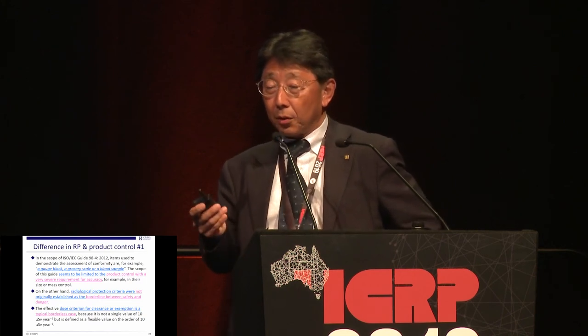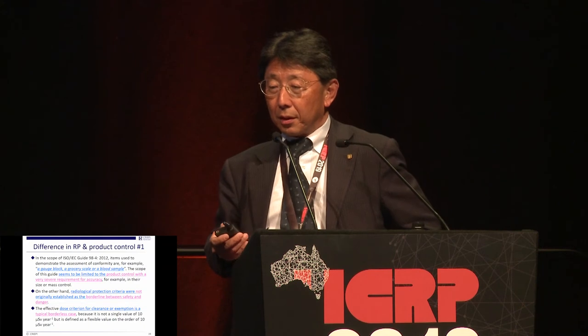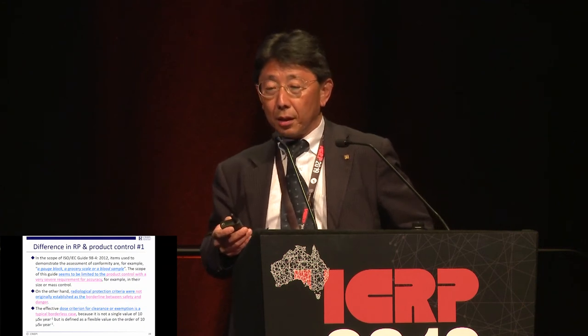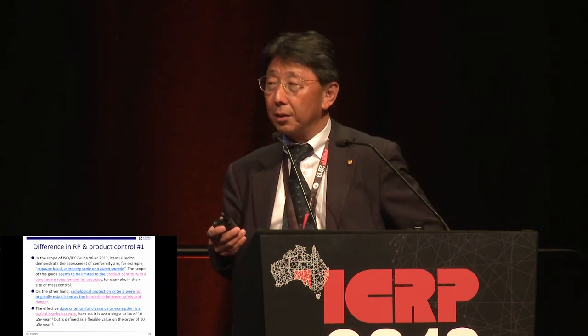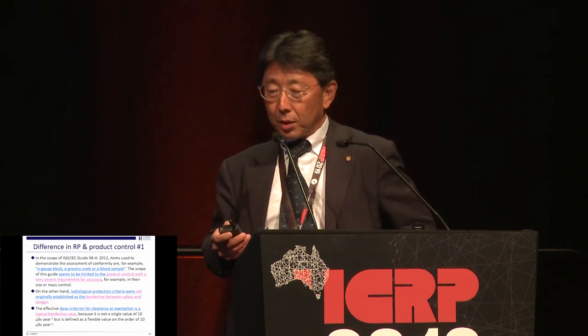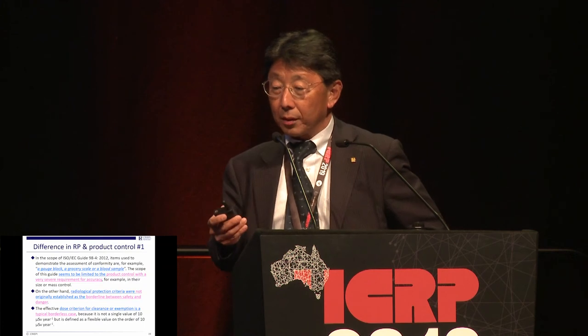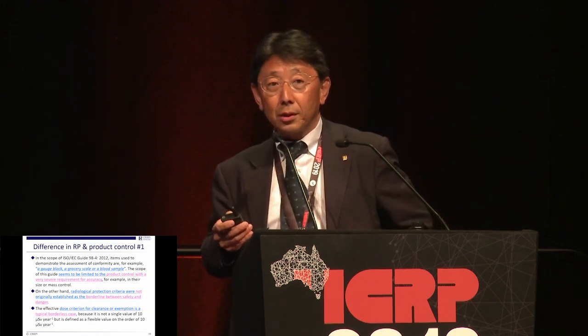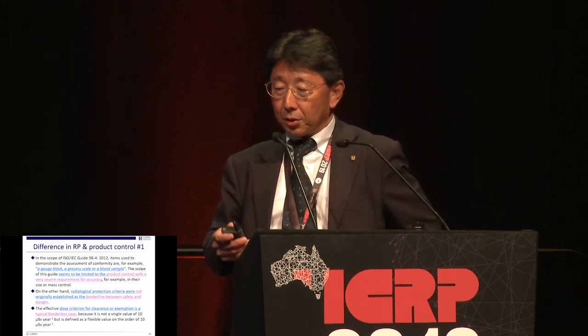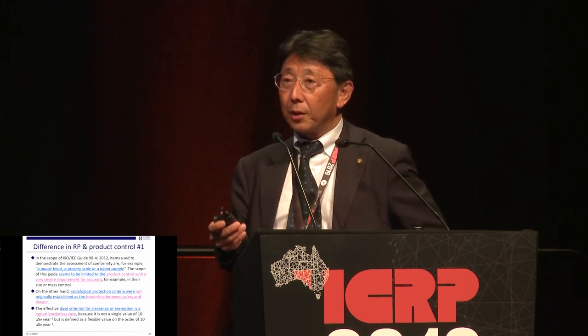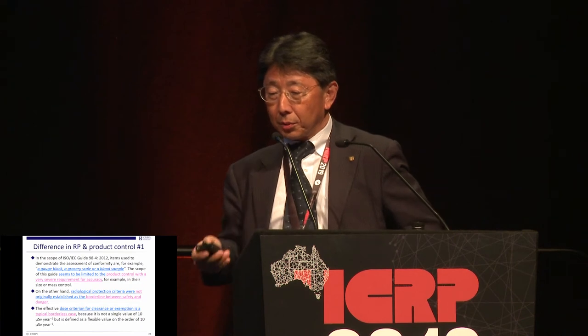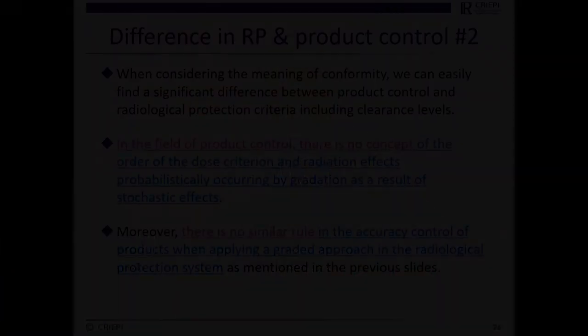On the other hand, radiological criteria were not originally established as the borderline between safety and danger. The effective dose criterion for clearance or exemption is a typical borderless case because it is not a single value of 10 microsievert per year. That is defined as a value on the order of 10 microsievert per year.